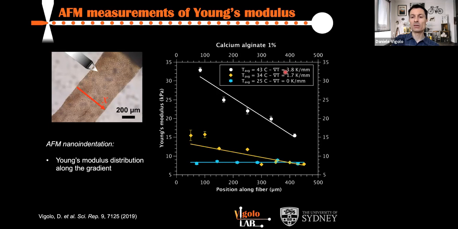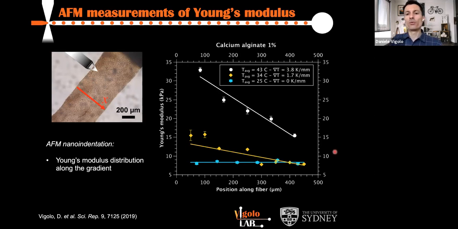As you can see here, the highest temperature gradient is less than 4 degrees per millimeter. So across this material, there was just a 2 degree difference. Nonetheless, we were able to induce a large difference in terms of stiffness across the material, in this case from about 30 to about 15 kilopascal.